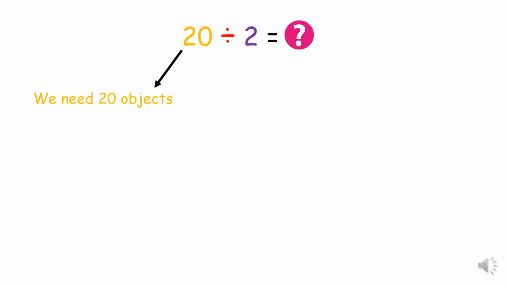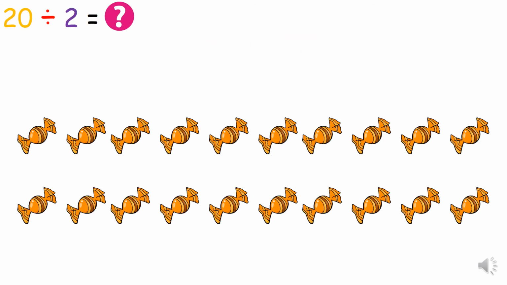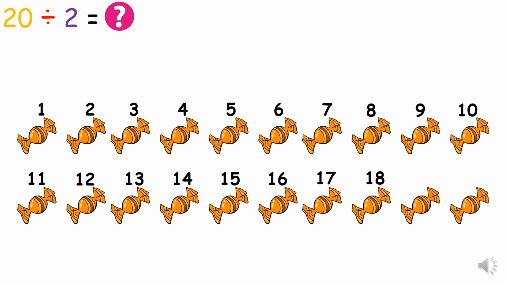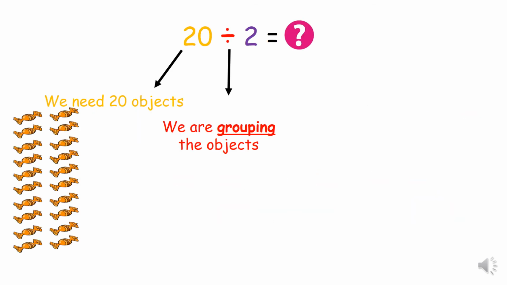So we need 20 objects again. I think we should use our sweets just like we did last time. This time we're grouping the objects, and that's what the division symbol means this time. We are grouping. And this time we're putting them into groups of 2.